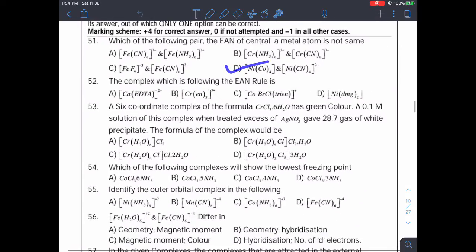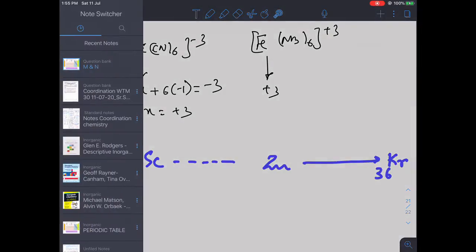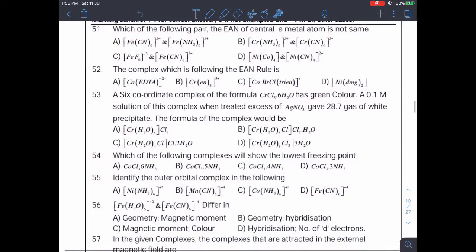Now let's read another question. Which complex follows the EAN rule? Following the EAN rule means the one whose total electron count equals that of a noble gas. That's the meaning of following the EAN rule. That means for a 3d series metal from scandium to zinc, in the corresponding complex, the effective atomic number should be equal to krypton, and what should the value be? This should be 36. So we have to look into it.